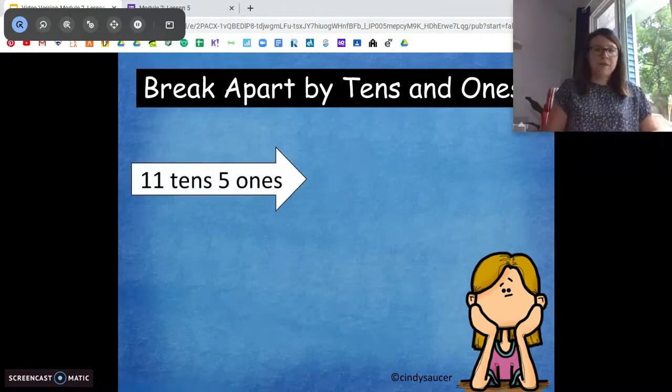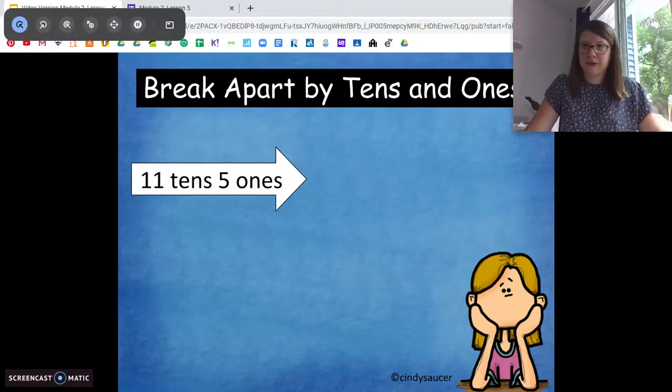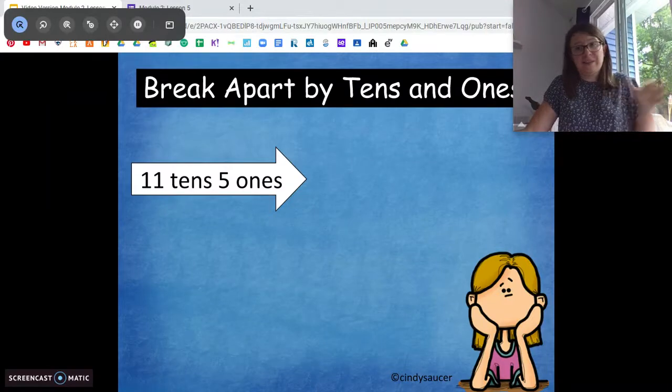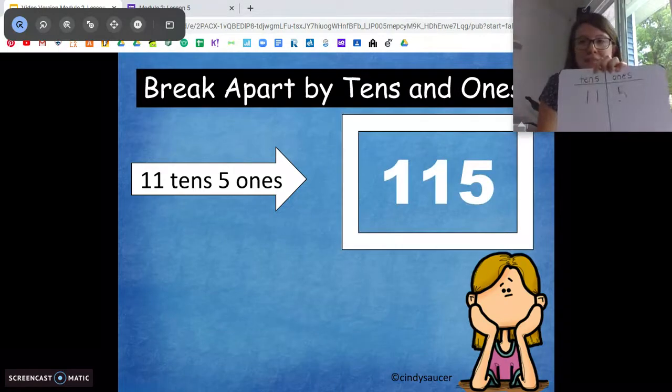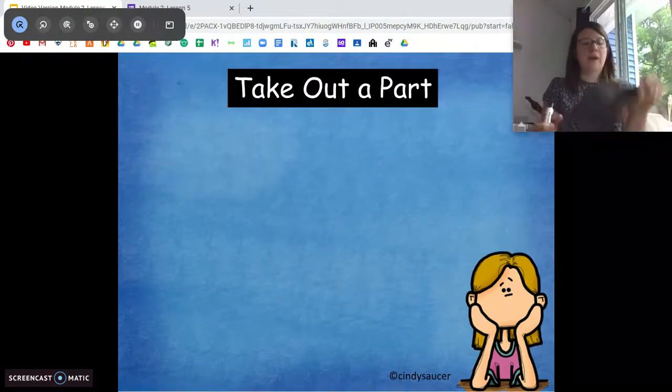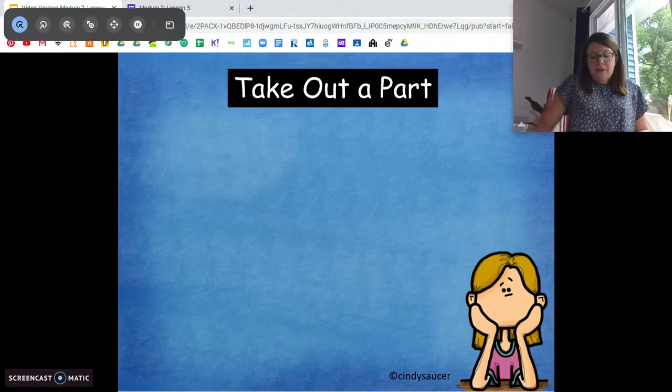We'll try this one. 11 tens, 5 ones. What number is that? Write it in your place value chart if you need to. I definitely need to figure it out. 11 tens, 5 ones is 115. Good. Okay. Don't need our place value charts anymore.